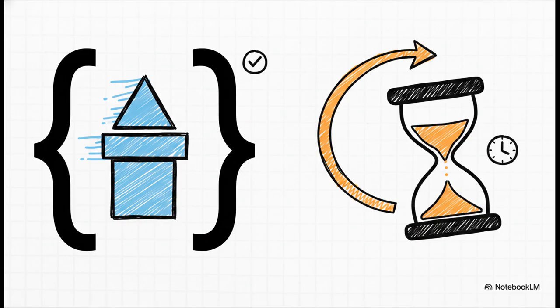Delay, on the other hand, pauses activity intelligently. If you need a business process to wait, say, 3 days for an approval before sending a follow-up reminder, delay is definitely your go-to action.